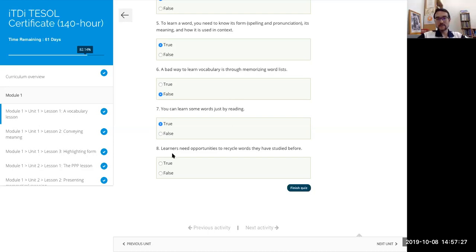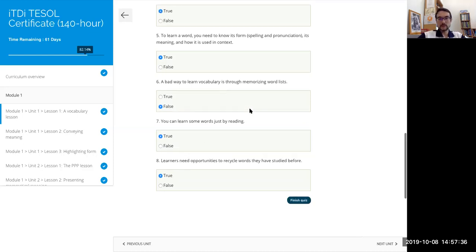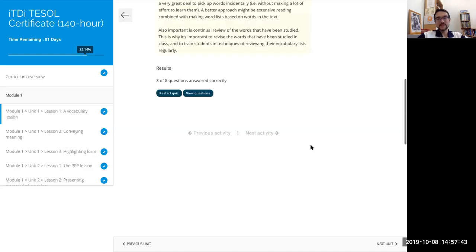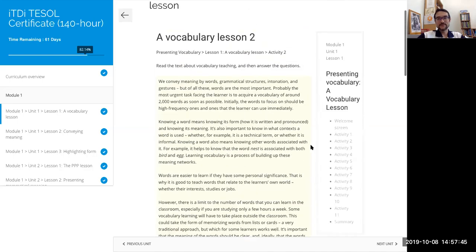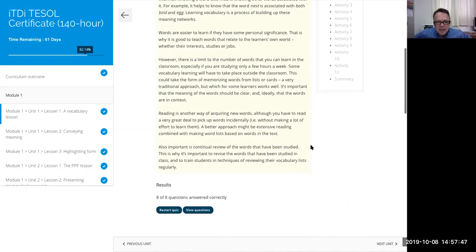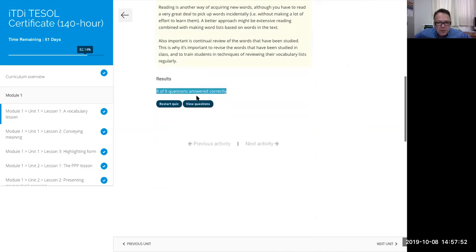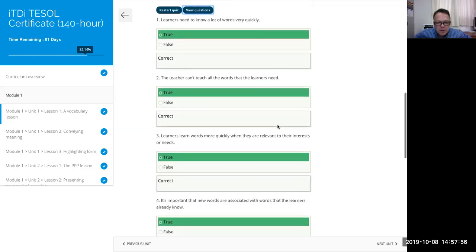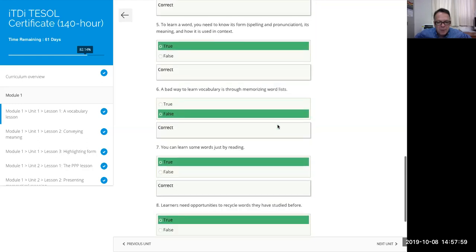Learners need opportunities to recycle words they've studied before. True, true, true. Indeed. So number 7, if it's asking for what is the best answer, then it could be false. Yeah, well, let's click finish quiz and see how many we got. And here we go. We got 8 out of 8. If you click on view the questions right there, it's going to show us that we got the right answers. See? Green, green, green, green, green all the way. Lovely. Wow, we're smart.